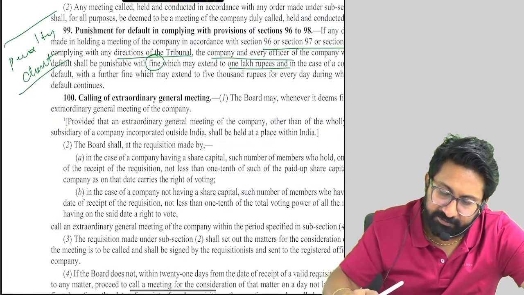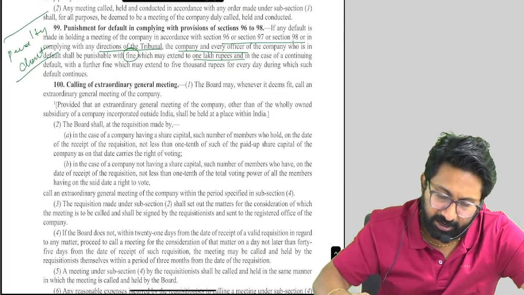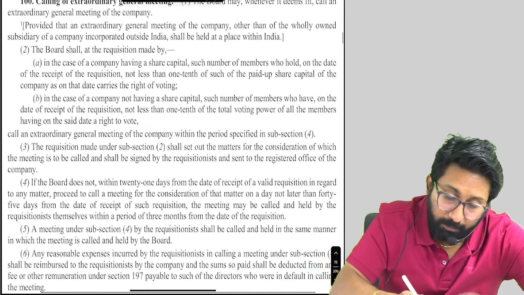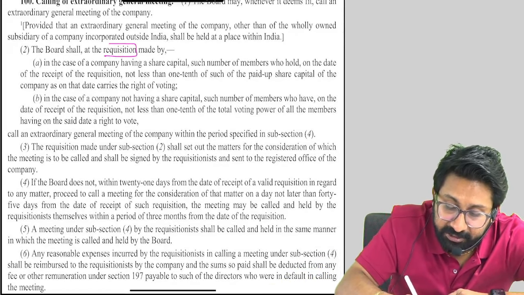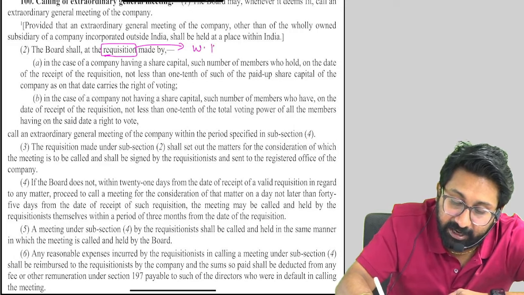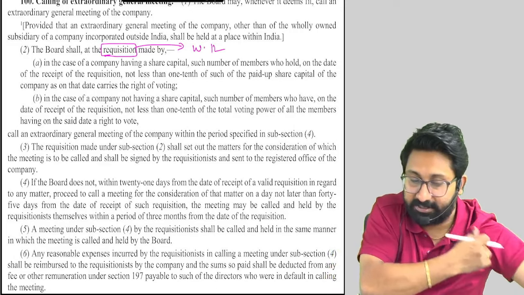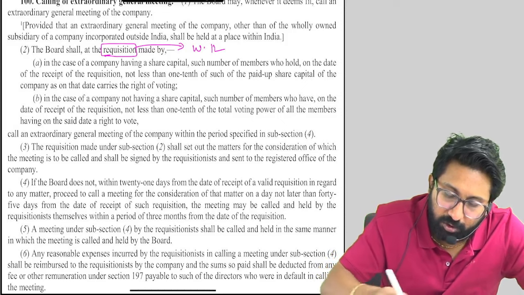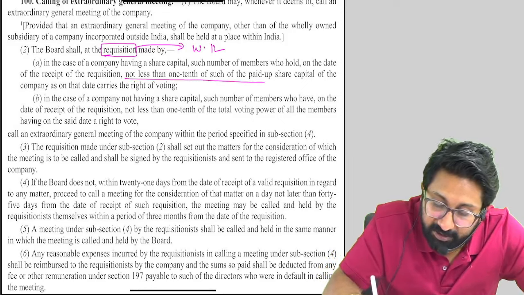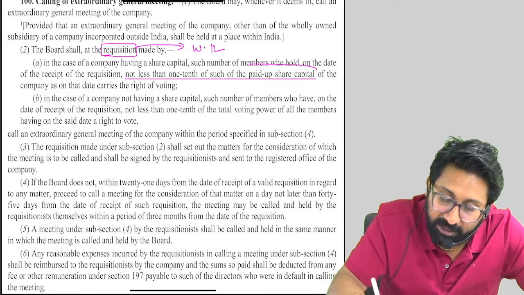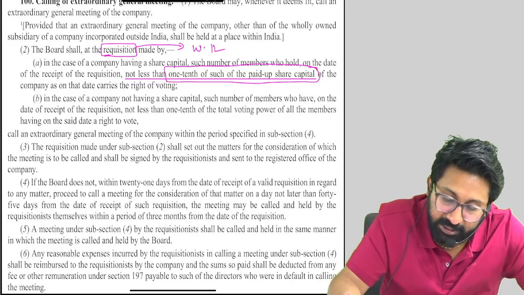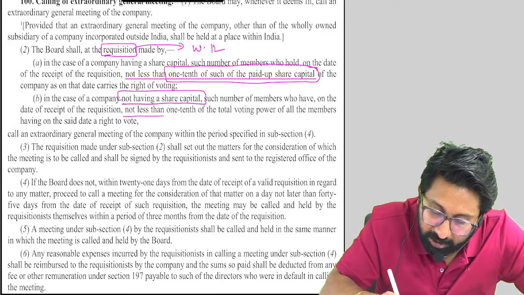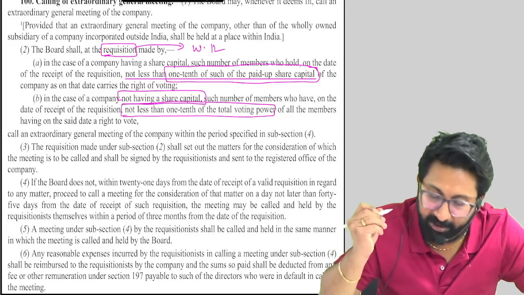Which section are we reading? Section number 100. One thing you have to remember is the criteria. The board shall, at the requisition made by, requisition means written request, members who hold on the date of receipt not less than 1/10 of the paid up share capital of the company. This is important. If the company has no share capital, not less than 1/10 of the total voting power. Shall we write the notes, sir?